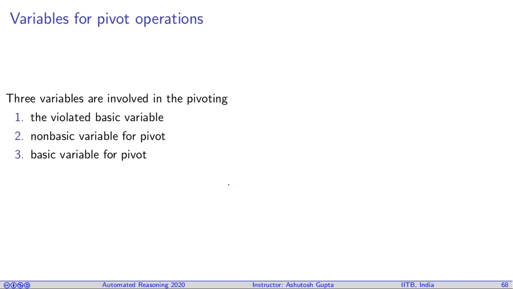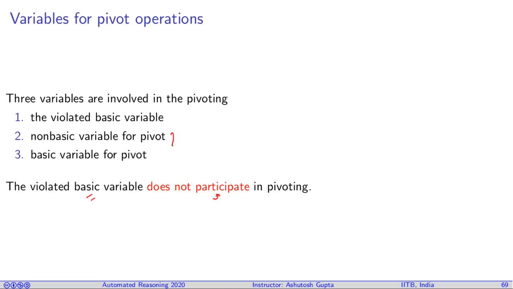So there are three variables involved here. One variable gets violated, then we choose a non-basic variable that needs to be swapped, and then we choose a basic variable that it will be swapped with. So we will need to find three variables. Please note that the violated basic variable does not participate in pivoting. The other two variables participate in pivoting, and we will show you how to first find the violating one, then find this one, and then find this one.